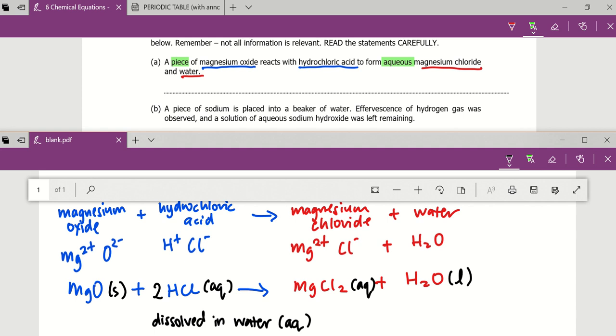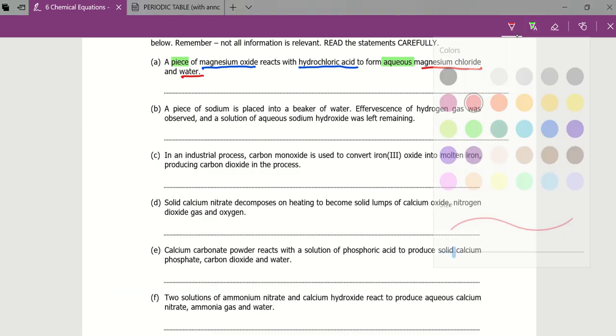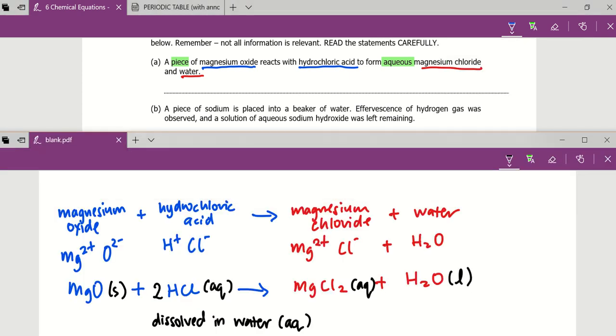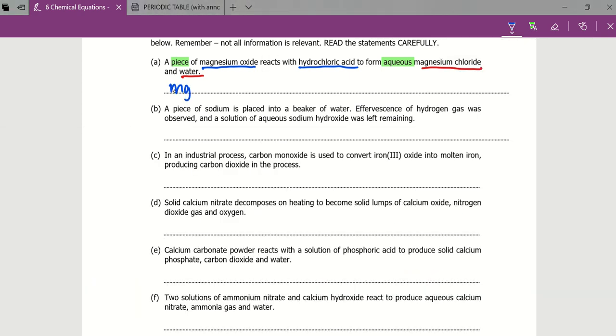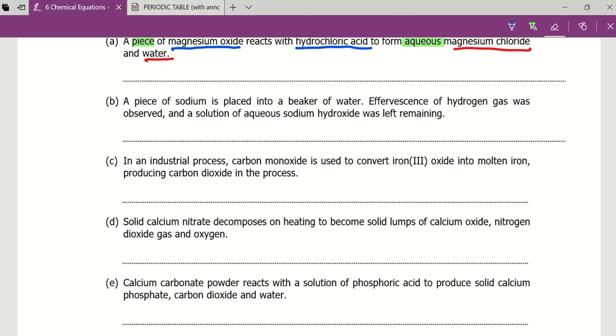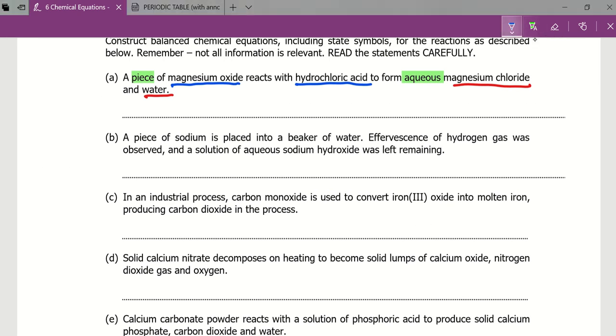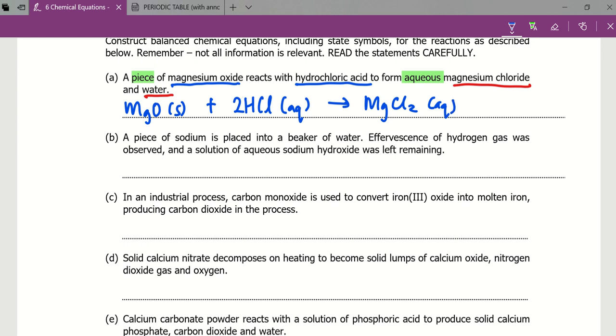Okay, so let us write down our final equation. It is going to be MgO solid plus 2HCl aqueous equals MgCl2 aqueous plus H2O liquid. Alright, so this is how I do part A.